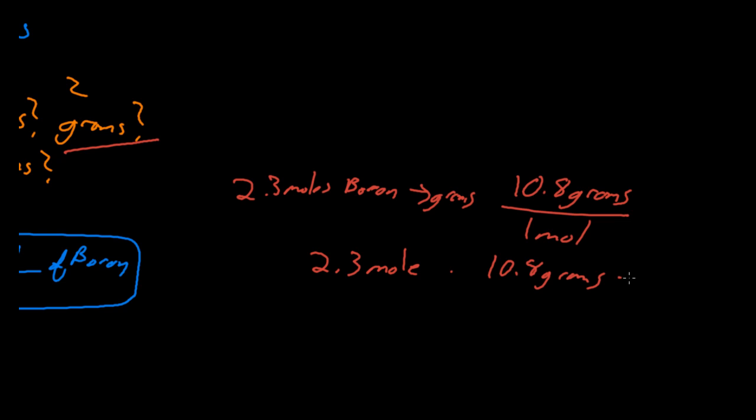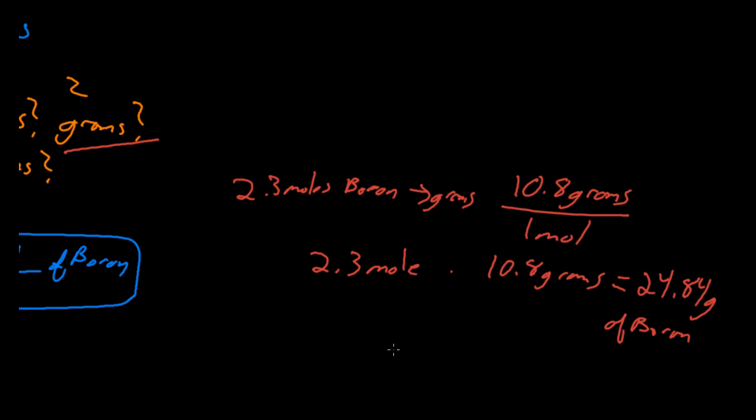And so that will just be equal to, let me get my calculator out, 2.3 times 10.8. That's equal to 24.84 grams of boron. Right?